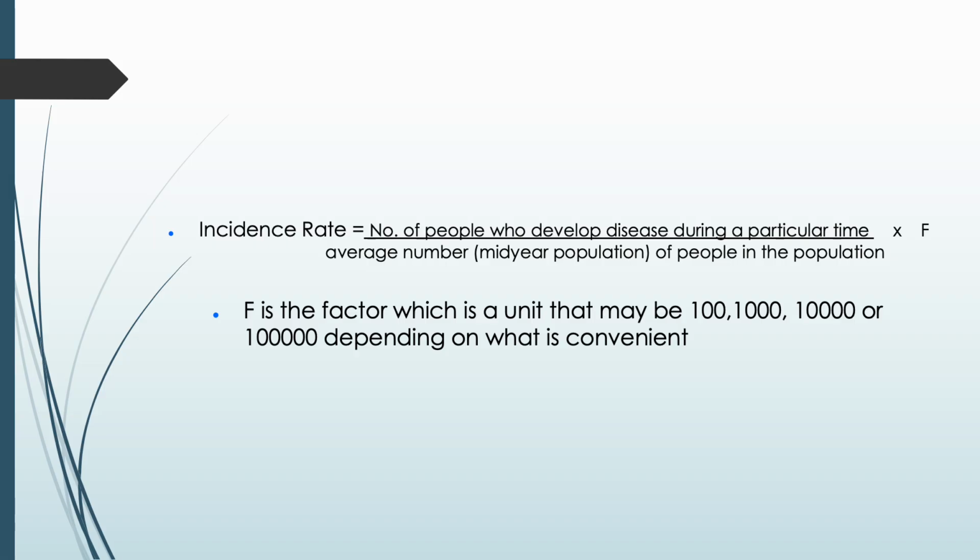The formula for incidence rate is equal to the number of people who develop disease during a particular time over the average number of people in the population, usually the mid-year population, times F, where F is the factor which is usually a multiple of 10, depending on what is convenient.